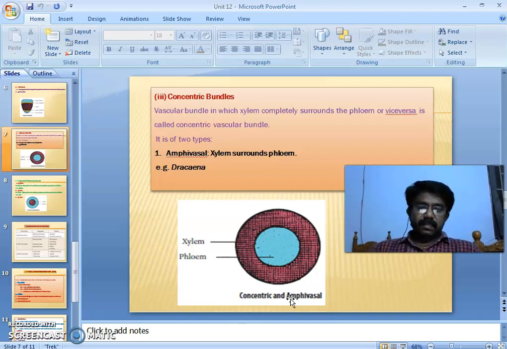Amphivasal. So amphivasal is xylem surrounding phloem. Example, Dracaena, is a very important example. See the concentric amphivasal diagram. Xylem, outer region, inner region, phloem.